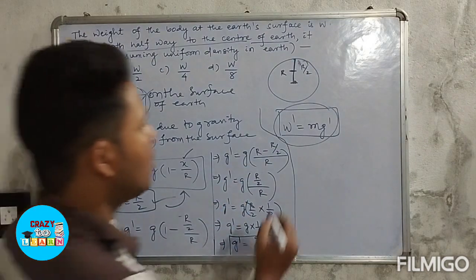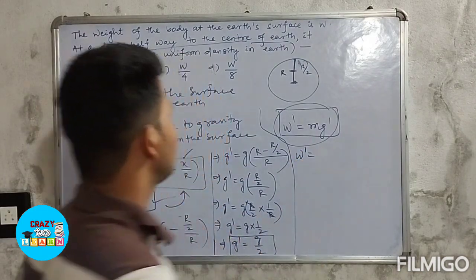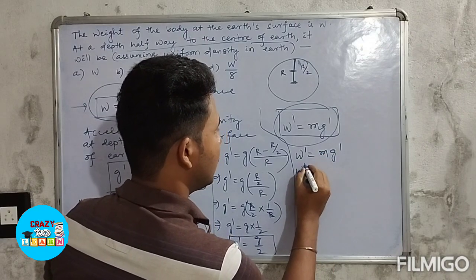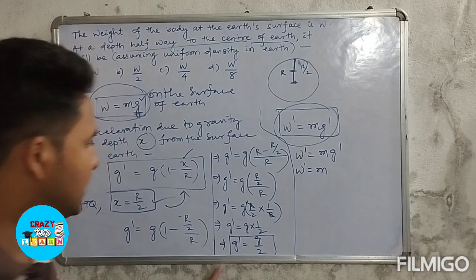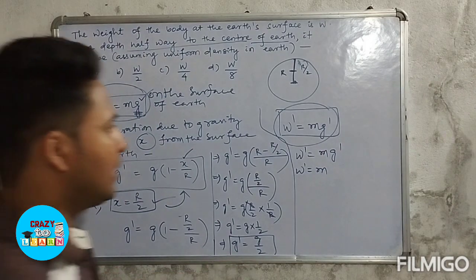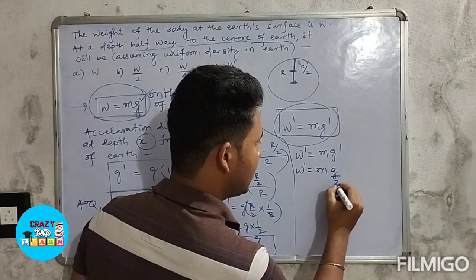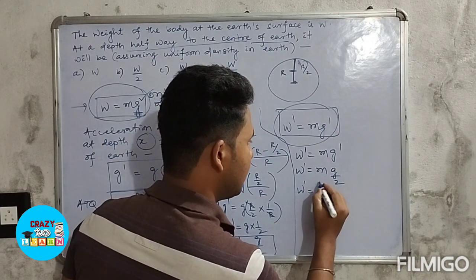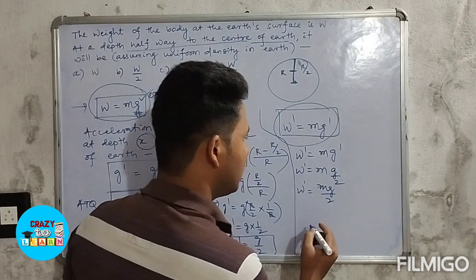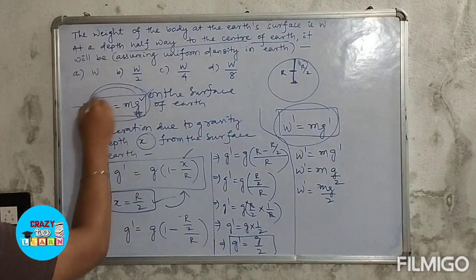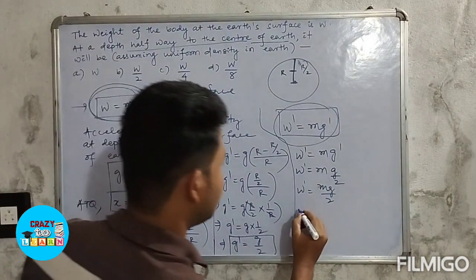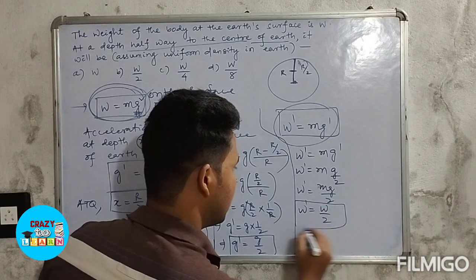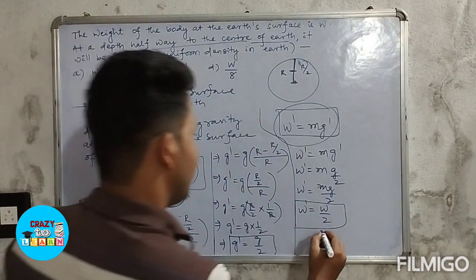So now W dash is equal to m into g dash. What is the value of g dash? The value of g dash we got is g by 2. So W dash is equal to mg by 2. What is mg? We know mg is equal to W. So W dash is equal to W by 2.